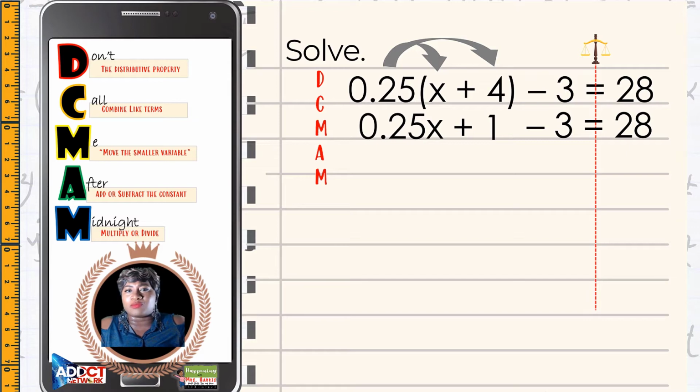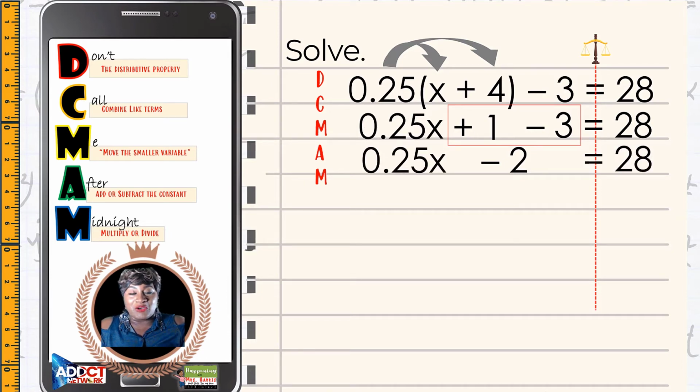So let's check for like terms on the left side of the equal sign. We notice there are like terms. There are two constant terms on the left side of the equal sign. We have positive 1 minus 3. If we combine those, we'll be left with negative 2. Now, if we look on the right side of the equal sign, all we see is 28, just that constant, no like terms. So we'll bring down everything else: the 0.25x minus 2 equals 28.